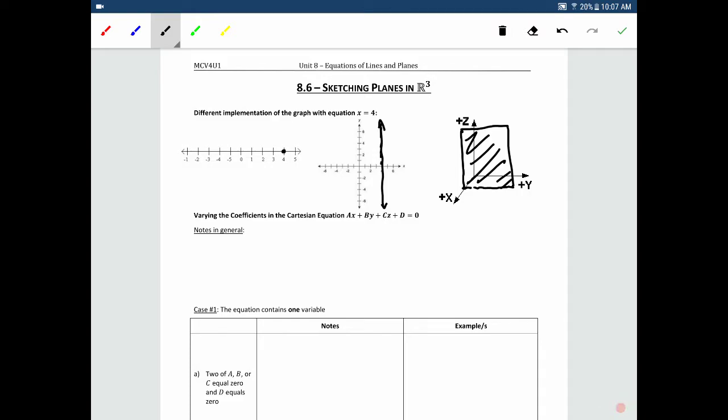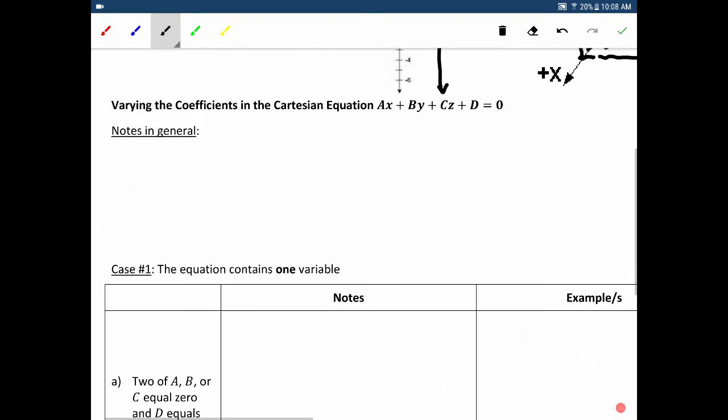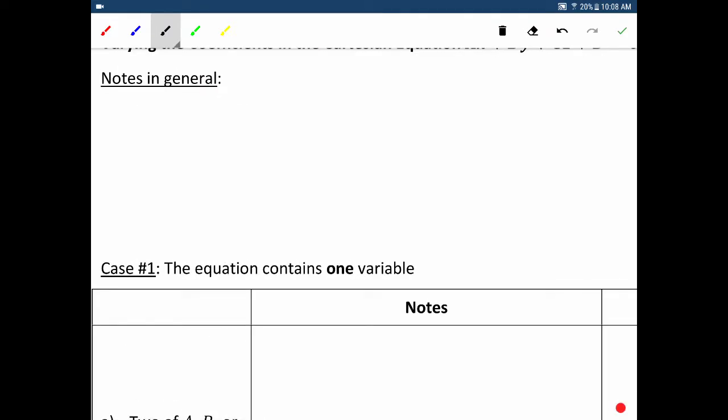So we're going to look at the Cartesian equation here, ax plus by plus cz plus d equals 0. Okay, and so a couple things to note. First of all, sketching planes.